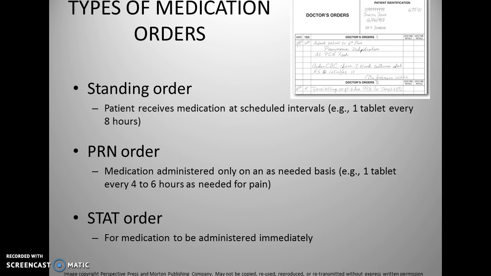Type of medical orders, we talked about this. Standing order: the patient receives medication at scheduled intervals, for example, 1 tablet every 8 hours. Then you have an as needed, or PRN, order: medication administered only on an as needed basis, usually dealing with pain. For example, 1 tablet every 4 to 6 hours as needed for pain.